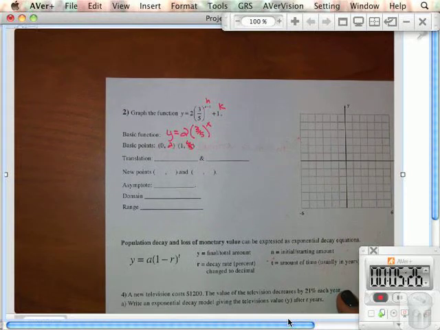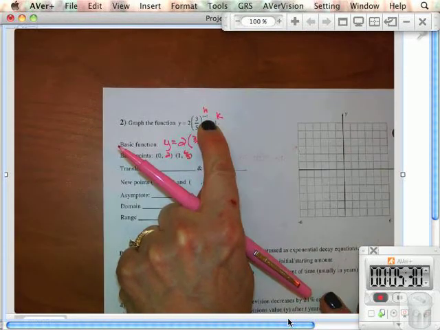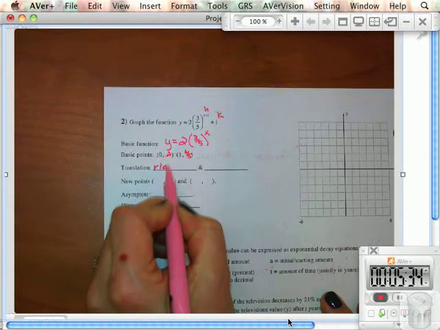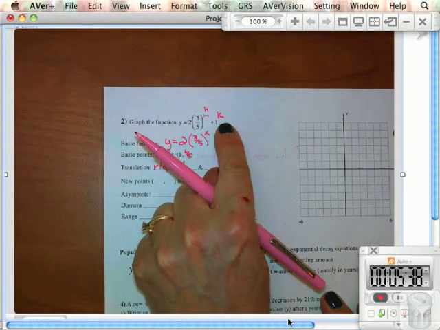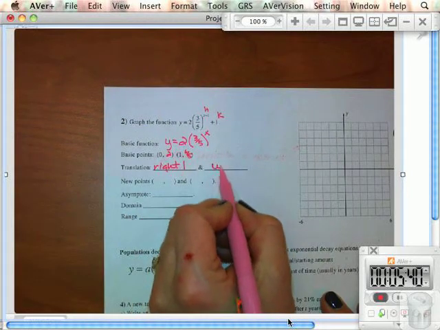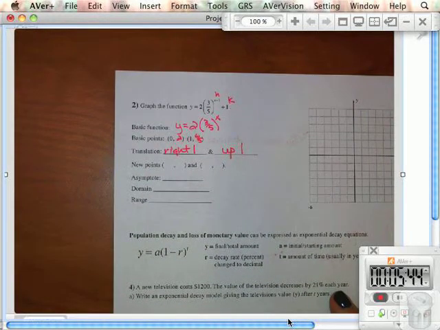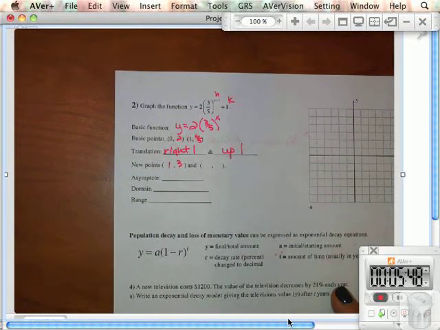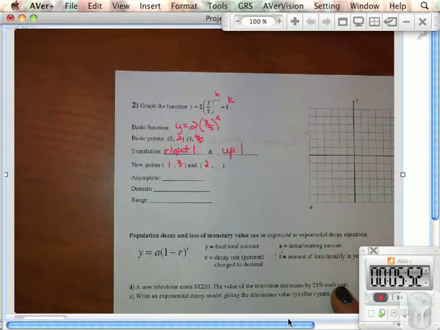Okay? Now the translation, what's happening to my graph here? It's going to the right, how many? Right 1, based on h, and it's going up 1. So that means I add 1 to x and 1 to y. So my new points would be 1 and 3. Add 1 to x, which would be 2, and add 1 to y.